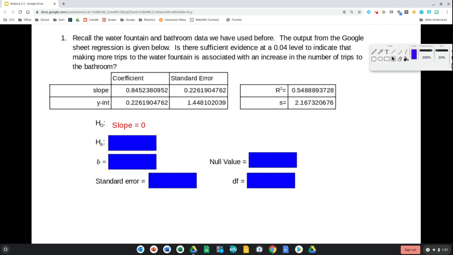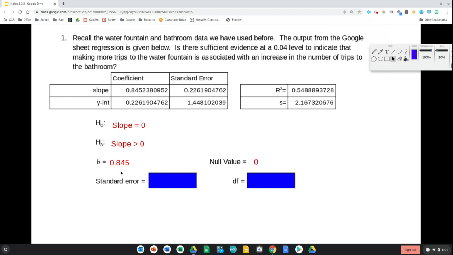What would our alternate hypothesis be, though? Okay, we want to have an increase, and so therefore it's going to be greater than zero. So our alternate hypothesis is going to be that the slope is greater than zero. Okay, what value will we use for our point estimate for the slope? That's going to come from the table up here. That's going to be the 0.845. And what are we going to use for our null value? The null value is the value that we're using in the null hypothesis, and so that would be zero.